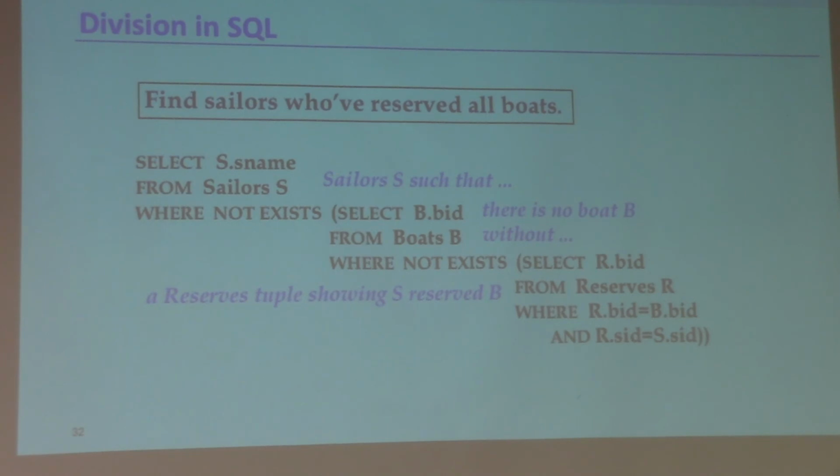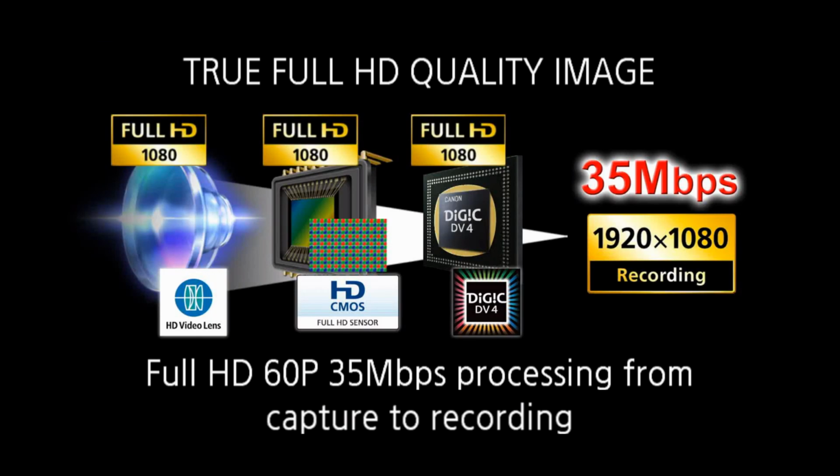Okay. Division with SQL is a little bit tricky. Again, if you remember the last lecture, we used the disqualification of elements to find these sellers. So what we are doing is finding sellers who have reserved all boats. Again, that "all" comes, right? So: select S.name from Sellers S where not exists... there are two not exists. This is a pretty complicated query.